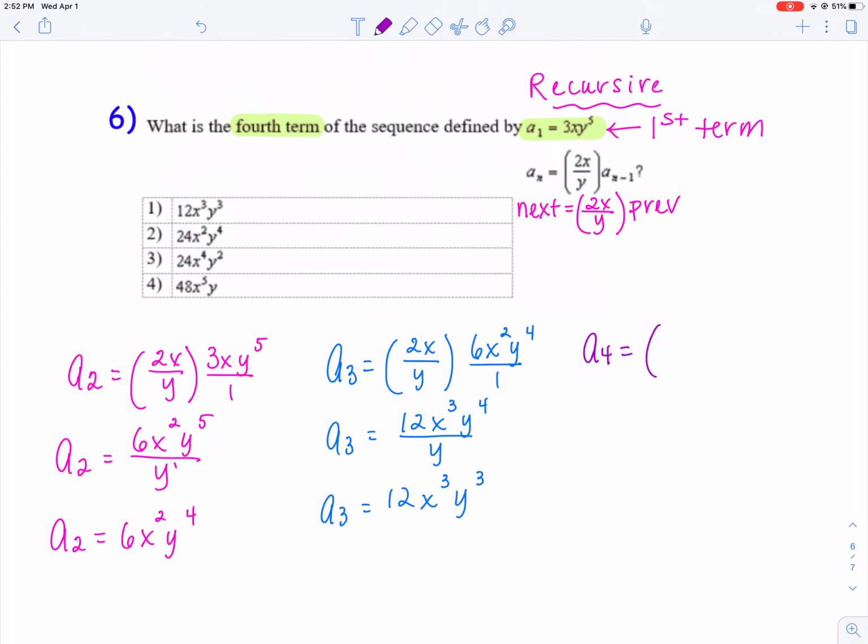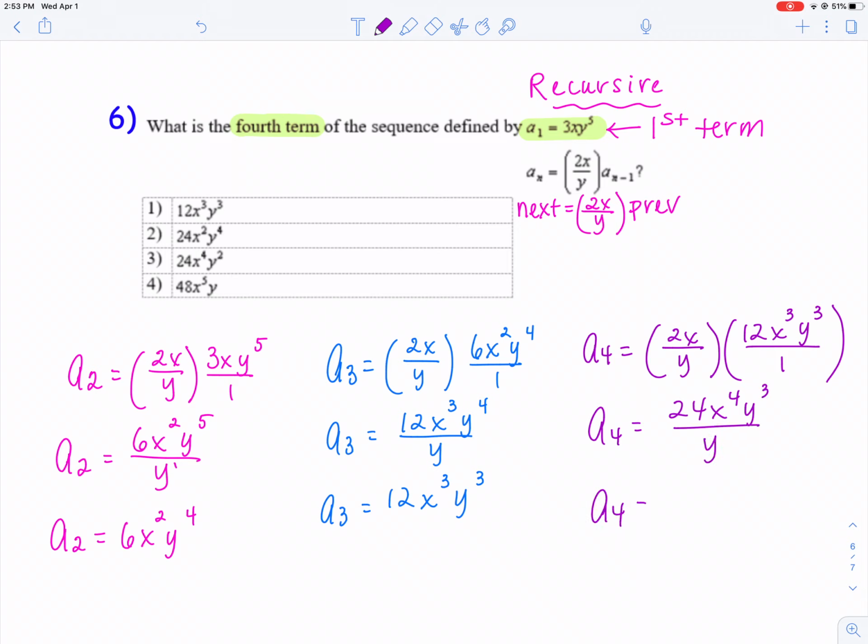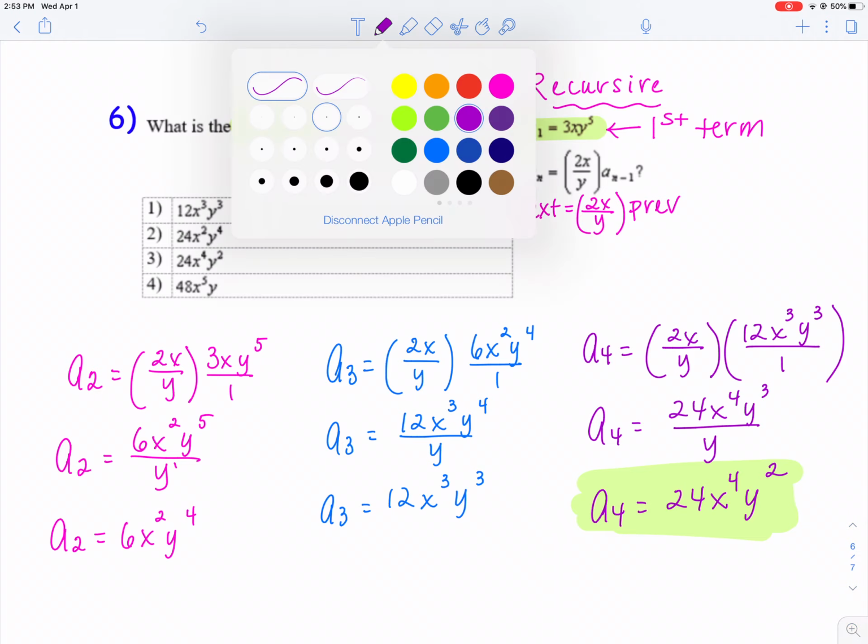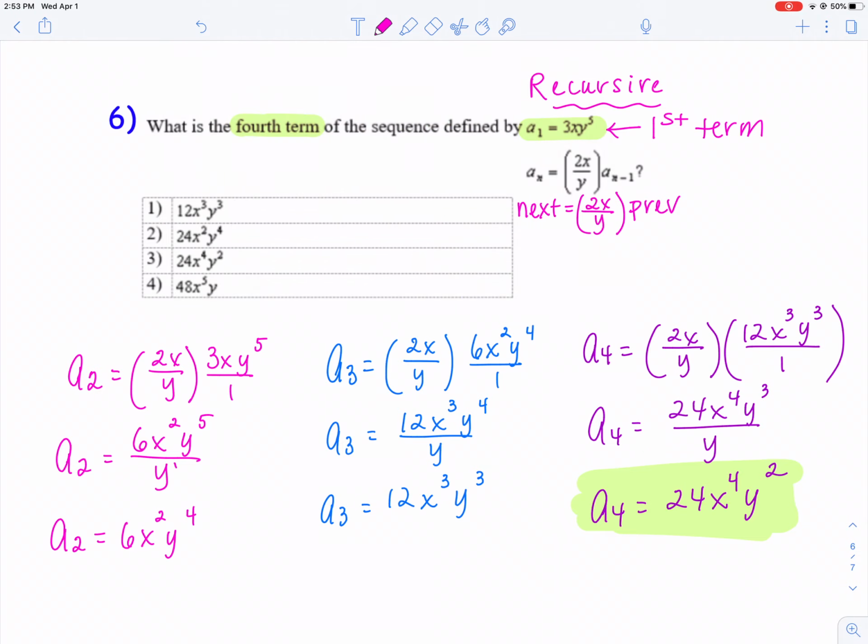To get our fourth term, we're taking that 2x over y and multiplying it by the previous. Your previous is 12x to the third, y to the fourth, putting it over 1. So my a sub 4 will be 24x to the fourth, y to the fourth over y, which simplifies to 24x to the fourth, y cubed. And that should be your answer. That's what they were looking for, which you see right here in number 3.